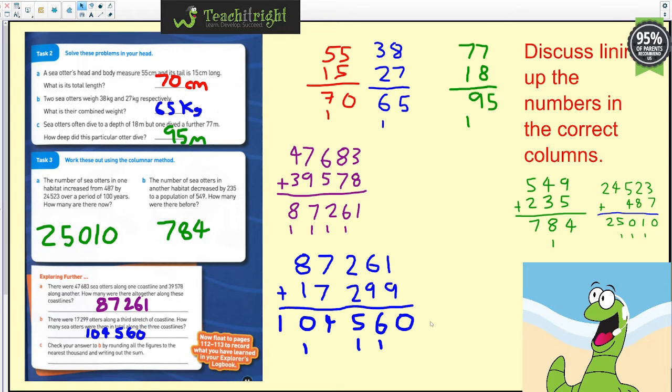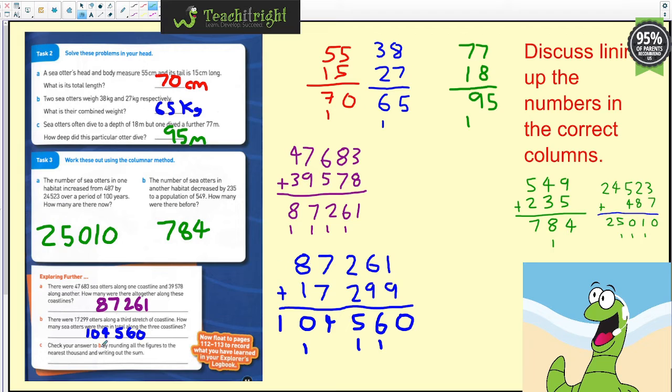And then it says, check your answer to B by rounding all the figures to the nearest 1,000 and writing out the sum. So in order to check, it wants to make sure we're in the approximate right ballpark. So I think what it wants us to do is to round our starting values to the nearest 1,000 and see how close we are. So by rounding all the figures and writing out the sum.